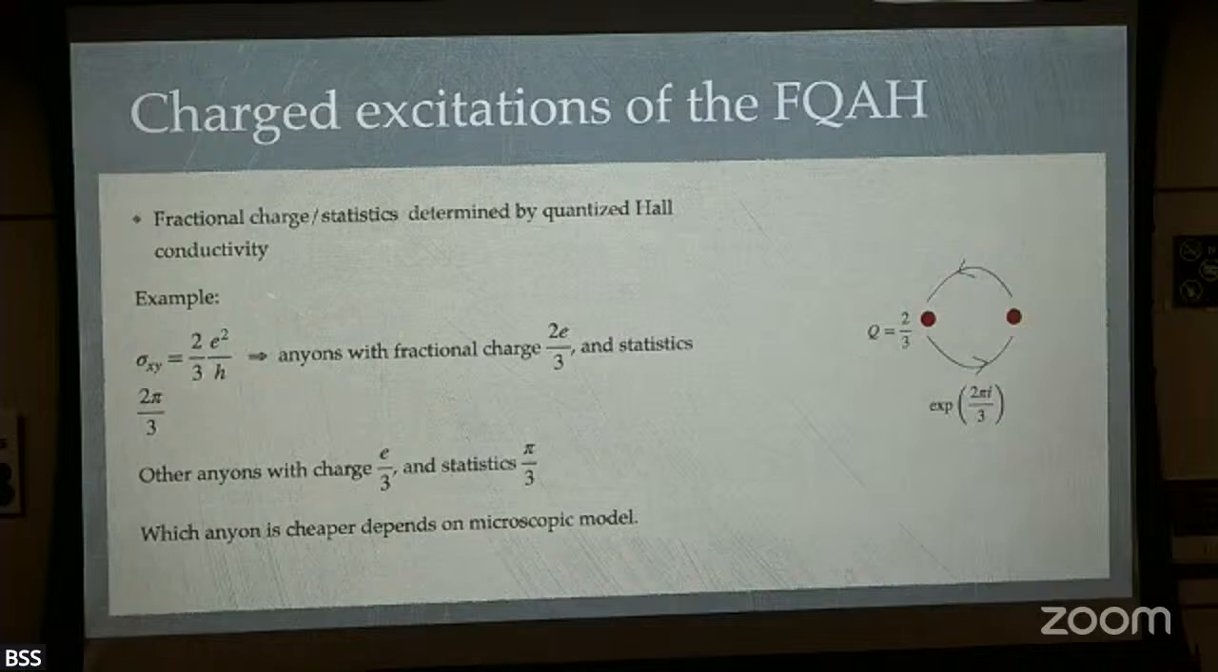So as an example, 2/3 is the prominent state that's seen in all the experiments. Right? People don't see the 1/3 usually, right? But 2/3 is what's actually seen. So at 2/3, you have anyons with fractional charge 2e/3 and fractional statistics 2π/3. You exchange two of them, you get this phase. And this observation immediately implies that by fusing these, you can argue that you have other anyons with charge e/3 and statistics π/3. Right? So on general grounds, we can conclude that these excitations exist in the experimental system. Now, on general grounds, you don't know which anyon is cheaper. Right? That depends on the microscopic model.